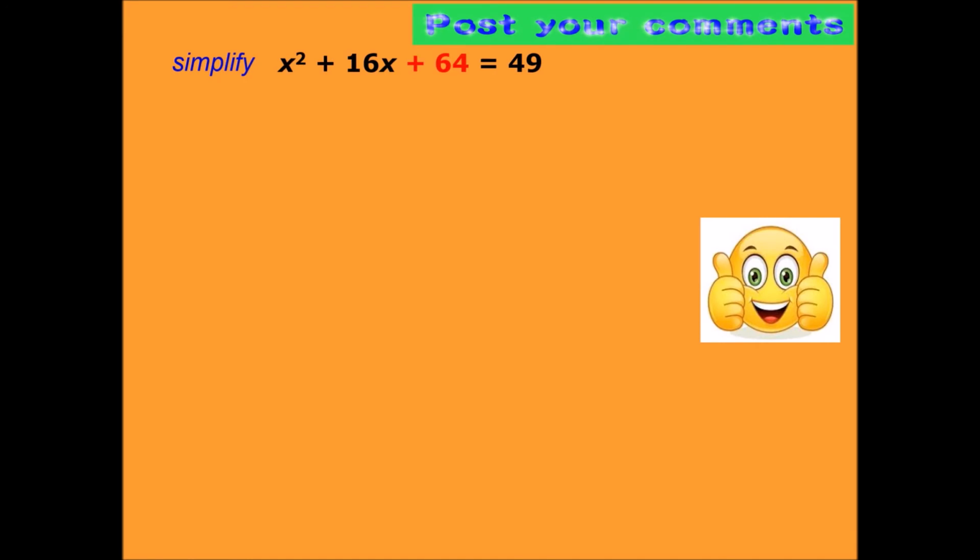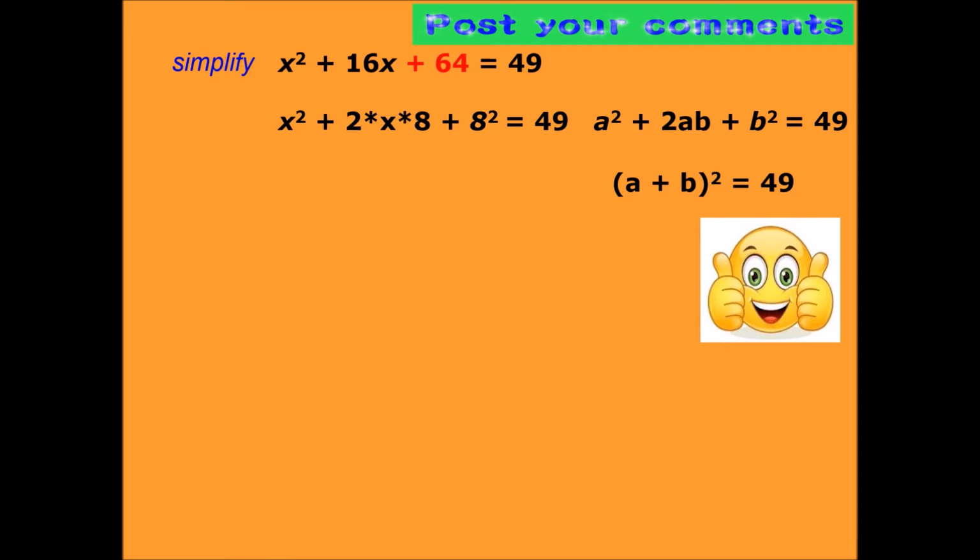We have to simplify the equation, and our objective is to bring the left hand side, x power 2 plus 16x plus 64, into the form of a plus b whole power 2. 16x can be written as 2 into x into 8, and 64 can be written as 8 power 2, which is equal to 49. So this can be written in the form of a plus b whole power 2. So a is x and b is 8. So x plus 8 whole power 2 is equal to 49.